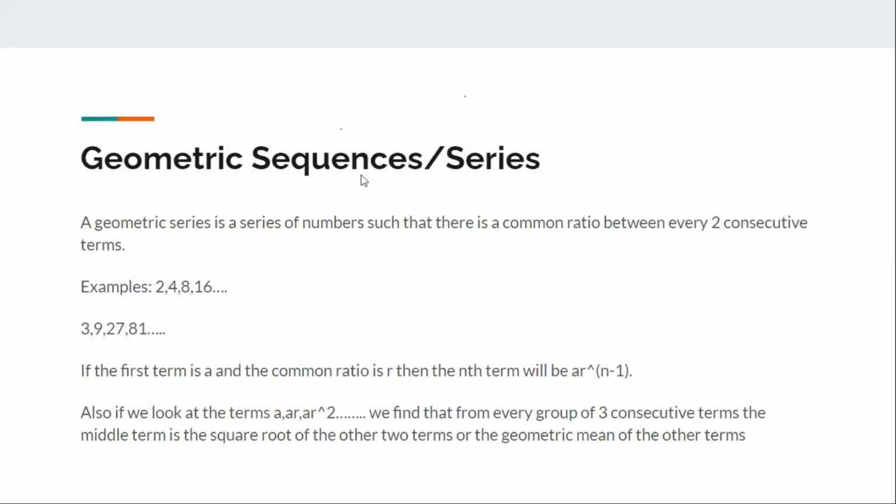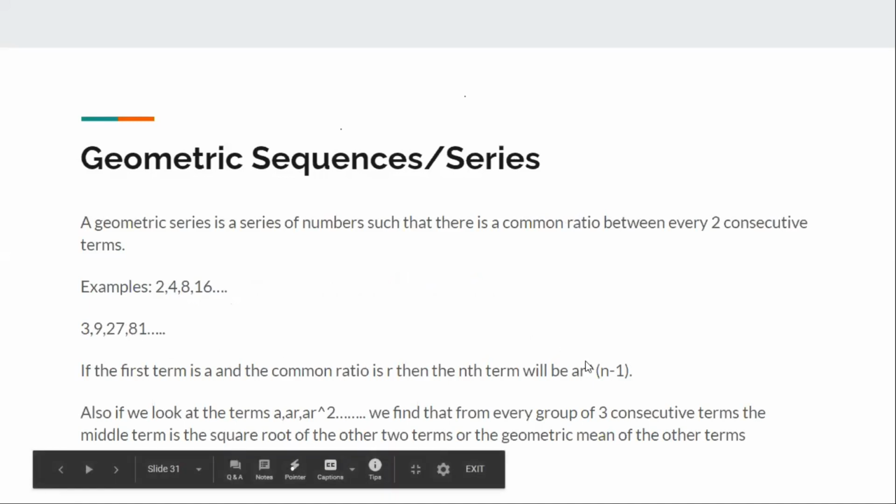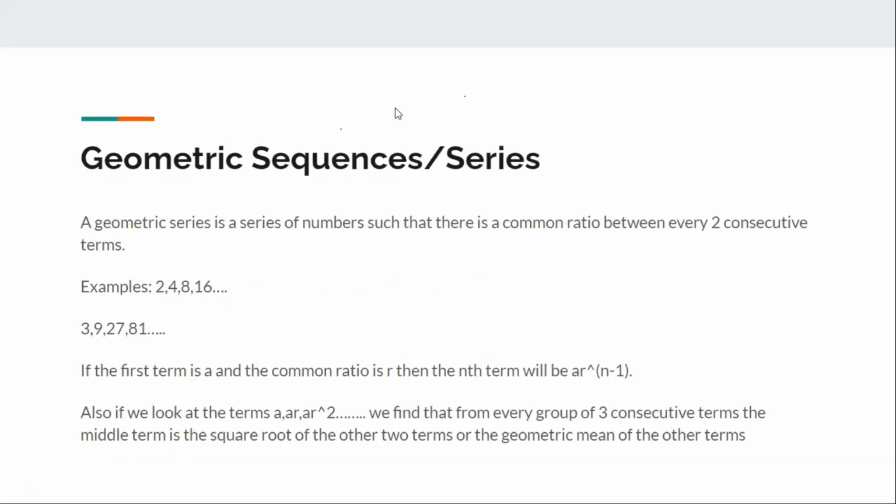So, geometric sequences and series. A geometric series is a series of numbers such that there's a common ratio between every two consecutive terms. So 2, 4, 8, 16, because 4 divided by 2 is 2, 8 divided by 4 is 2, 16 divided by 8 is 2. If the first term is a and the common ratio is r, then the nth term will be a times r to the power n minus 1. This can easily be found as well.